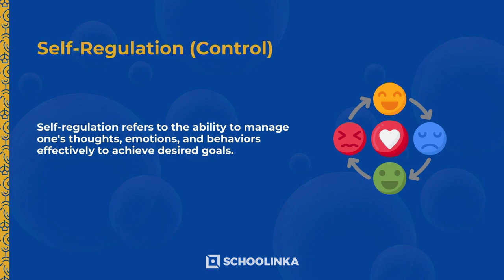Another component of emotional intelligence is self-control or self-regulation. Self-regulation refers to the ability to manage one's thoughts, emotions, and behaviors effectively to achieve desired goals. You need to stay in control of your emotions. Do not lash out when things get out of control. There's a saying that says that you think better when you are calm. Be accountable for your actions.